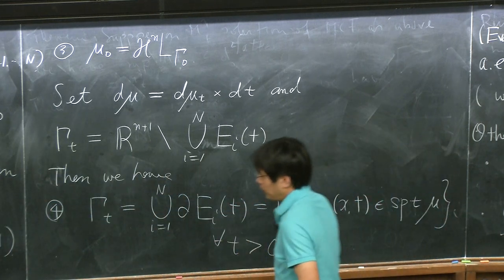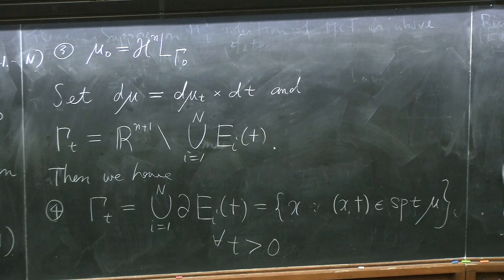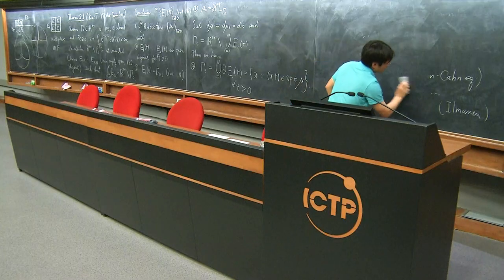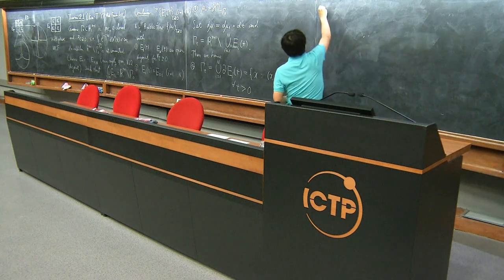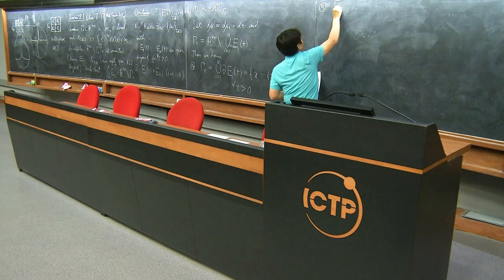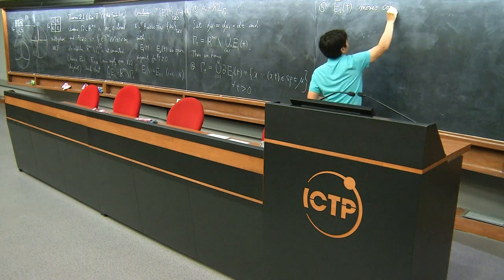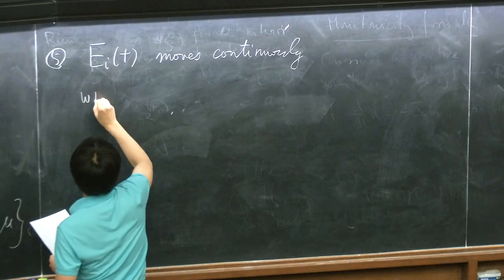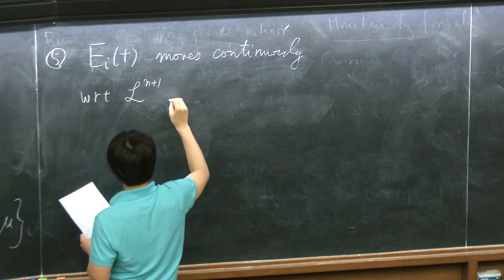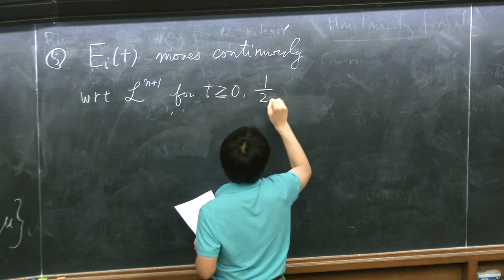And finally, the last property is also somewhat important: these domains move continuously also. If these domains just vanish right away, for example, then that's not a good thing. So the last property, number 5, is that each E_i(t) moves continuously with respect to Lebesgue measure L^(n+1) for t bigger than or equal to 0, and actually 1/2-Hölder continuously.